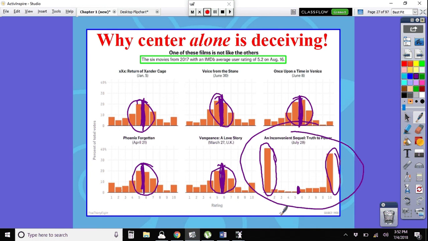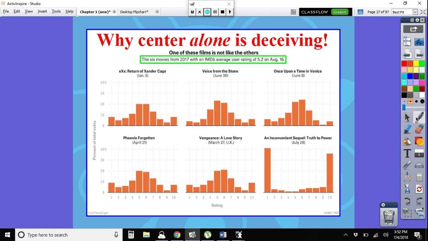Because again, the definition of a standard deviation was the average amount that each of your values differ from the mean. And if we have most of our values on the extreme ends here, and the mean is 5.2, we got a lot of values that differ from 5.2. And so if we take the average of all of these differences between the 1s and 5.2 and the 10s and 5.2, that's going to make the standard deviation larger and larger.